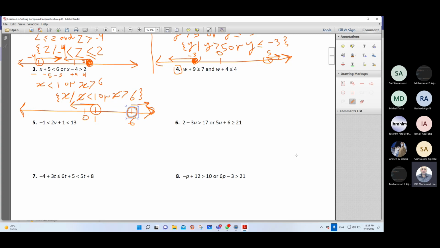Number 17, number 2. Here try to remove 2. So negative 2 here and negative 2. And here negative 6 here, negative 6 here. What about the other numbers? 17 minus 2 will be 15. And 21 minus 6 will be 15.